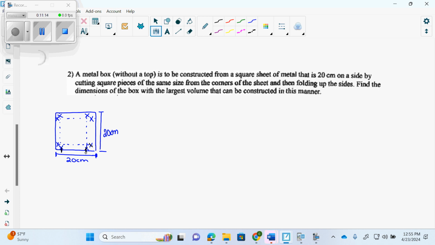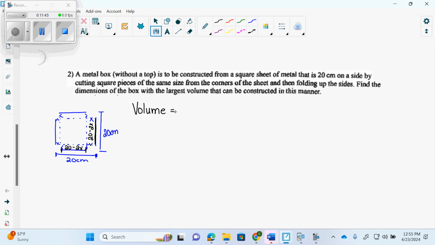So this length here, from here to here, is actually 20 minus 2x. That's what I've written on the paper, right? And then from here to here, this is 20 minus 2x. And then, in reality, these don't actually exist, right? And then you'd fold that up and you'd make a box. We agree?